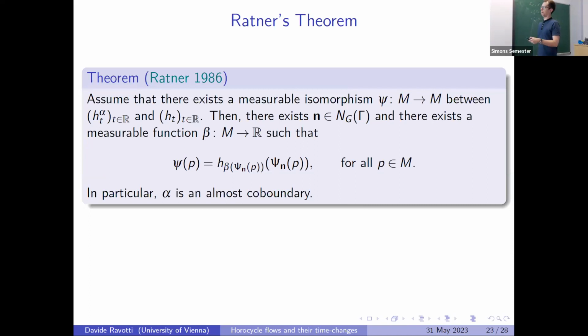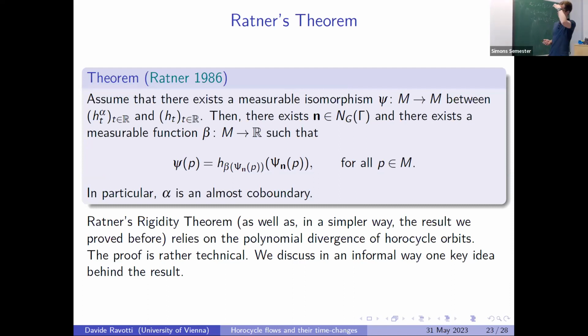The proof of Ratner's theorem also relies on the polynomial divergence of orbits. This is the key insight. I want to present in pictures one idea behind the proof, namely, I want to try to convince you, or outline an argument, to prove the following.